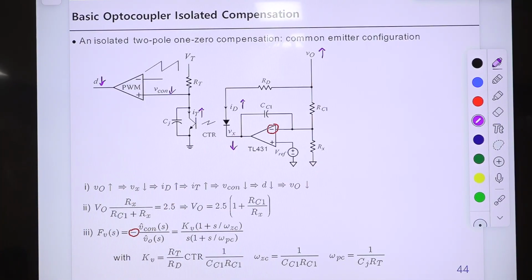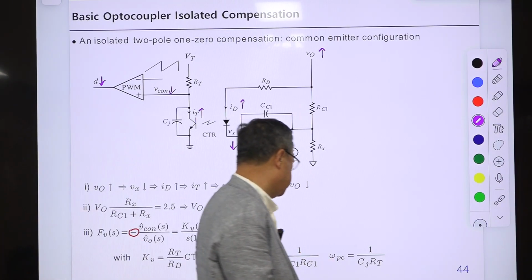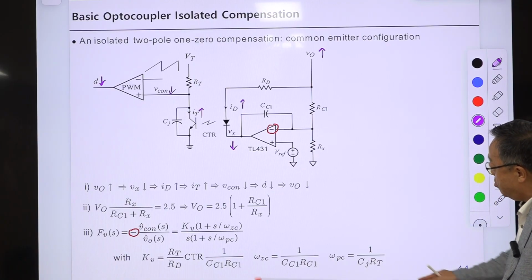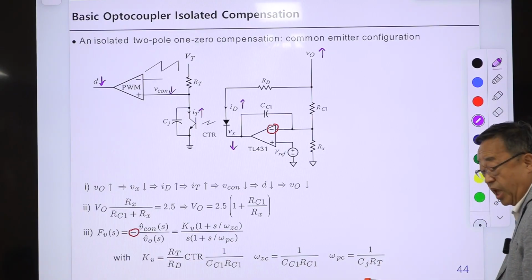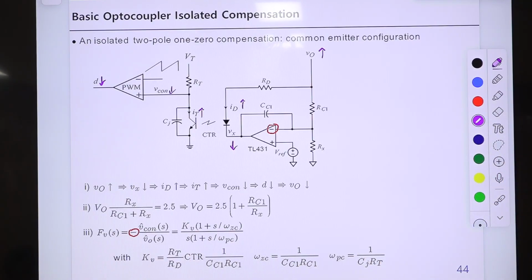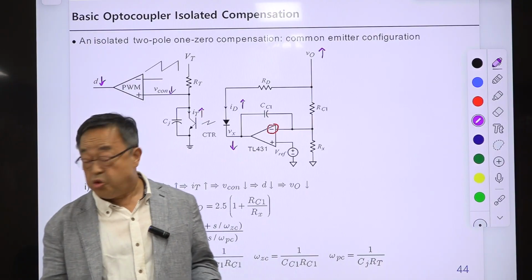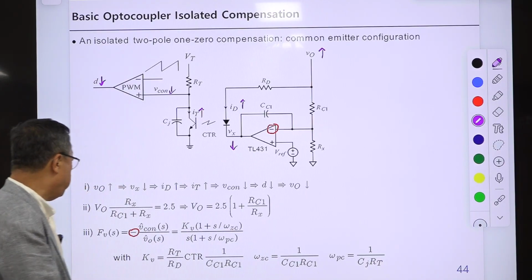So this is the integration, and integrator gain is KB, and we have 0 at low frequency, and we have a pole at high frequency, and the parameters KB, omega GC, and omega PC are given here. We will derive this, and the problem becomes obvious because this CTR and this CJ are coming from the optocoupler. So maybe there is some uncertainty, some tolerance, because the exact information of the optocoupler is usually not provided. Okay, that is one problem.